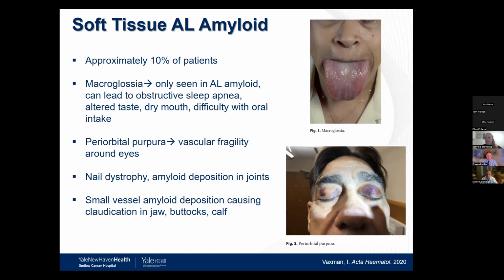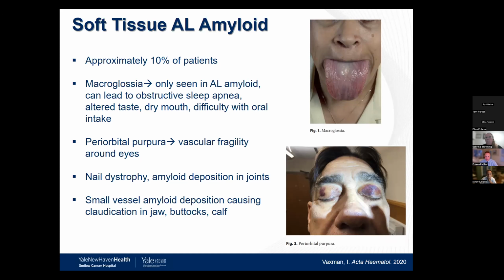Macroglossia can lead to a variety of things, including obstructive sleep apnea, altered taste with difficulty eating and swallowing, and dry mouth. And unfortunately, there are no specific therapies for macroglossia outside of monitoring for organ response as a result of administration of systemic antiplasma cell therapy, which we'll hear more about later from Dr. Parker, although some patients with severe macroglossia may need a feeding tube for adequate nutritional intake.